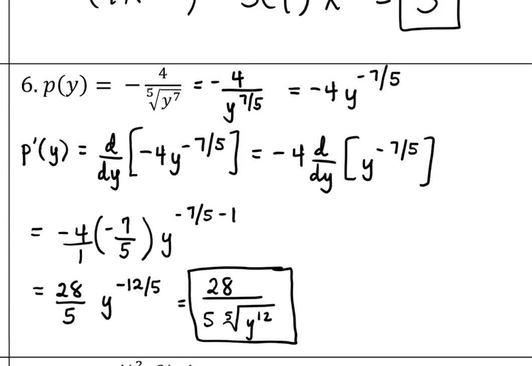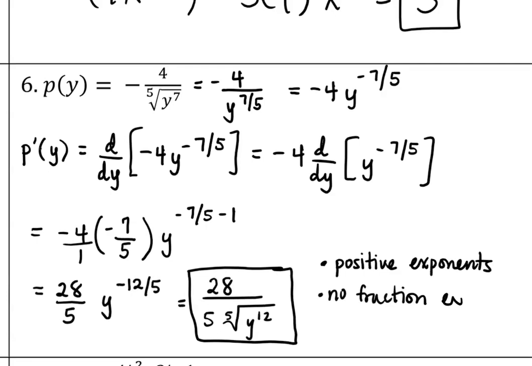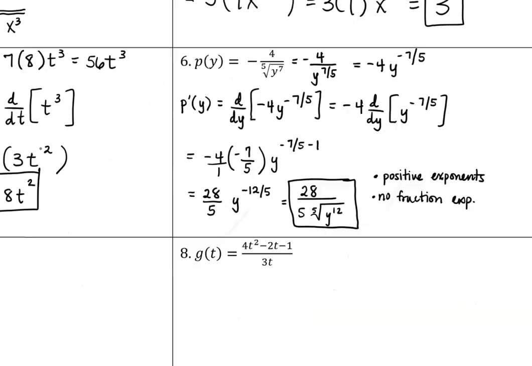So when we simplify our derivatives completely, that is what we're going to make sure to do. The two things that we are going to be looking for is we want to see positive exponents and we want to see no fraction exponents. To be clear, it is not that this version is incorrect. That is also correct, but this is a more simplified version that we will be using.